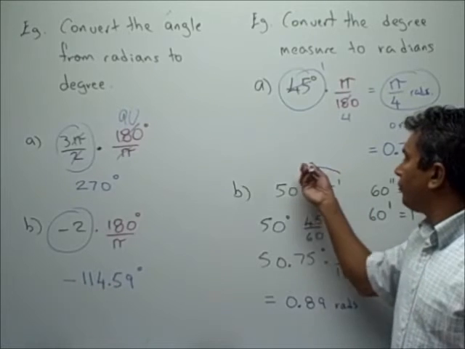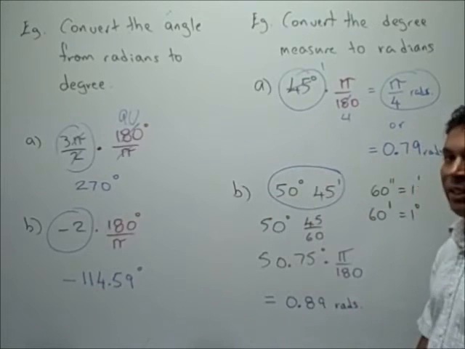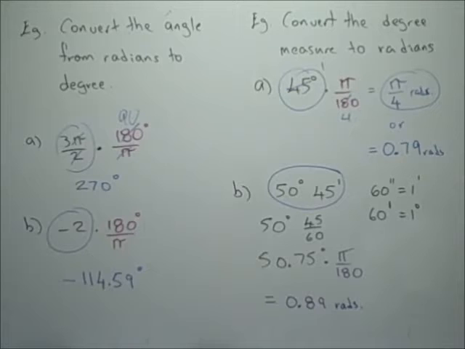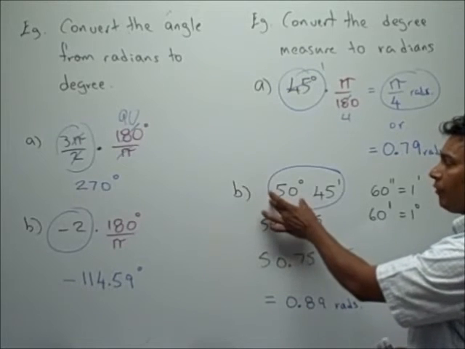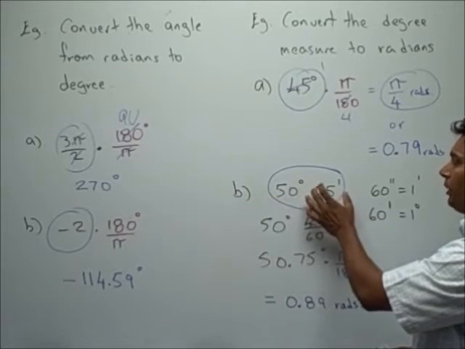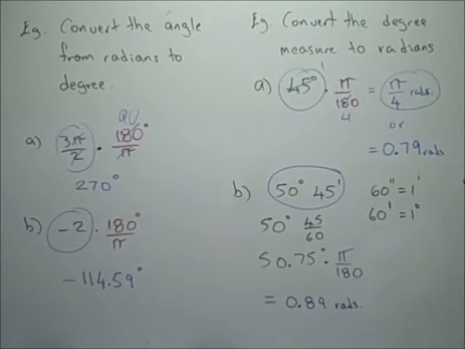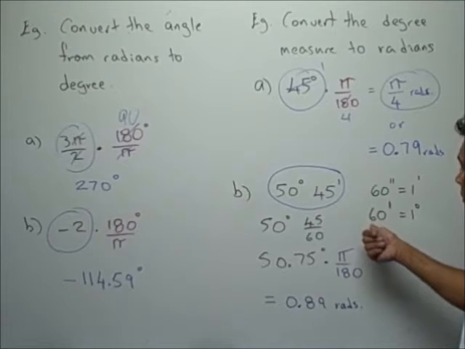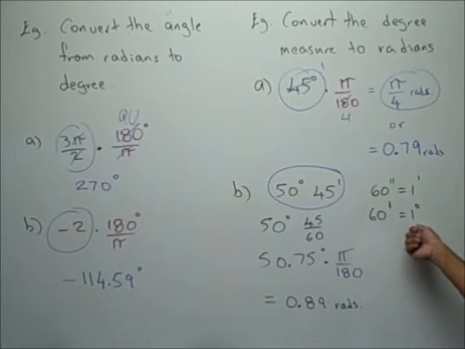Here we're given 50 degrees and 45 minutes. Another unit for measuring, or a subunit of measuring degrees, would be in minutes and seconds. Just like with time, we know that 60 seconds make 1 minute, and these double strokes here stand for seconds, and this is our minute. And we also know that 60 minutes is equal to 1 degree.